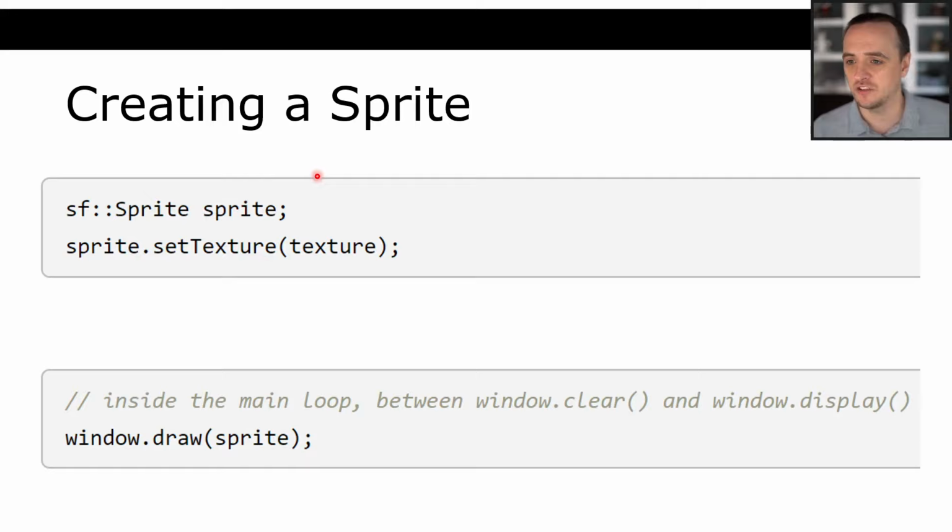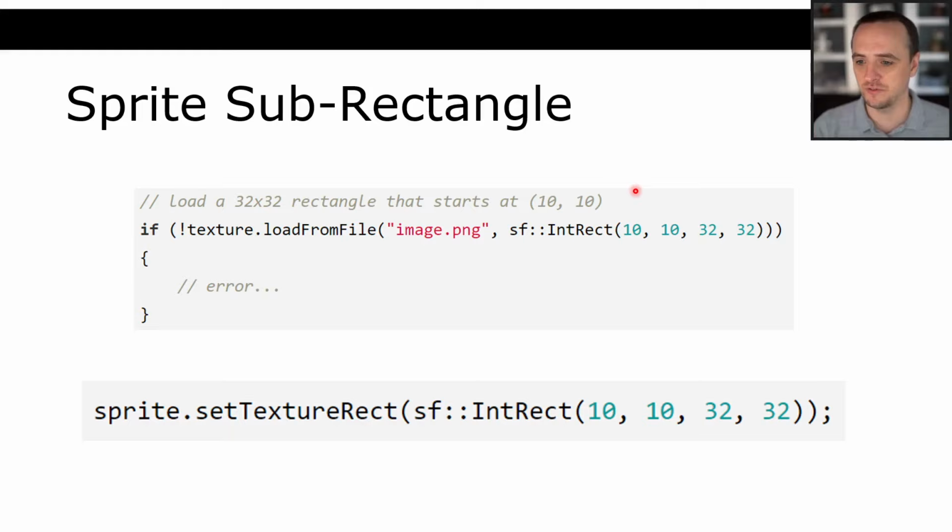Creating a sprite. So how do we create a sprite now that we have a texture? Well, it's very, very easy. You just say sf::Sprite, and you give it a variable name. Then you say sprite.setTexture with a texture. And then at some point in your rendering system, you just say window.draw(sprite). That is it.